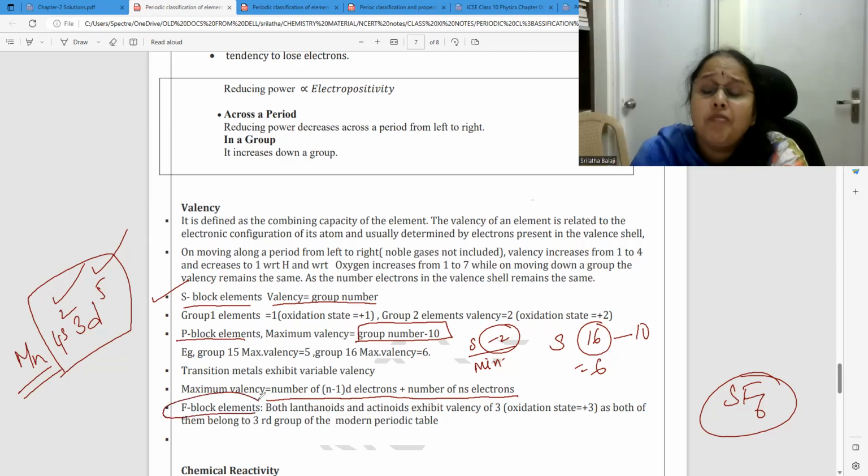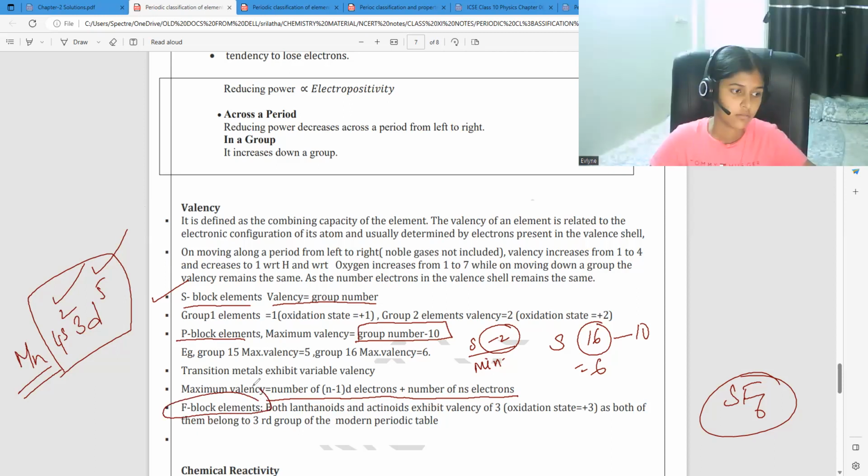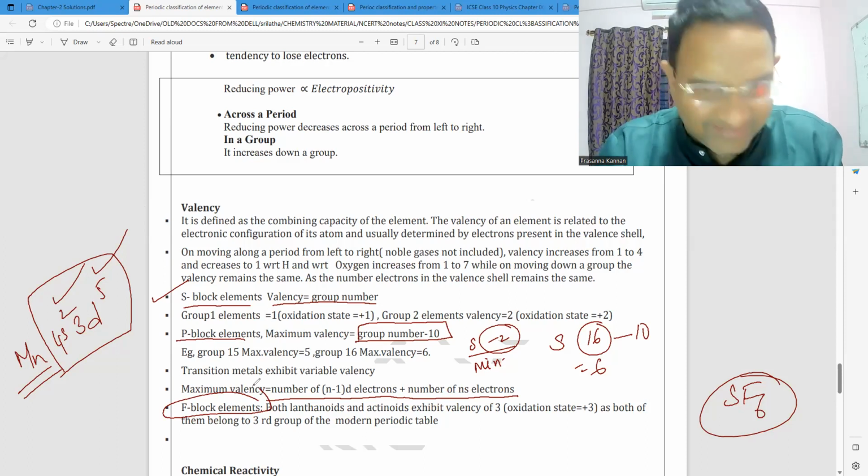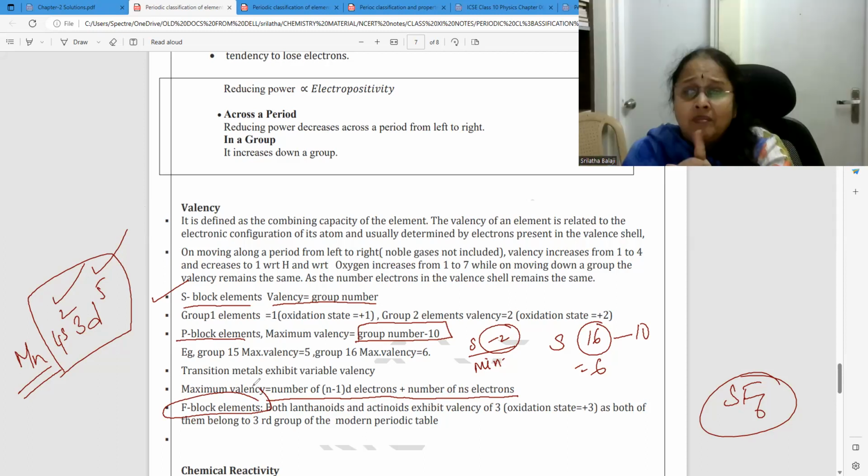And what did I tell about f block? Which group do they belong to? Yesterday we did it. The block is lanthanoids and actinides. Had you noted that, it will be easy.